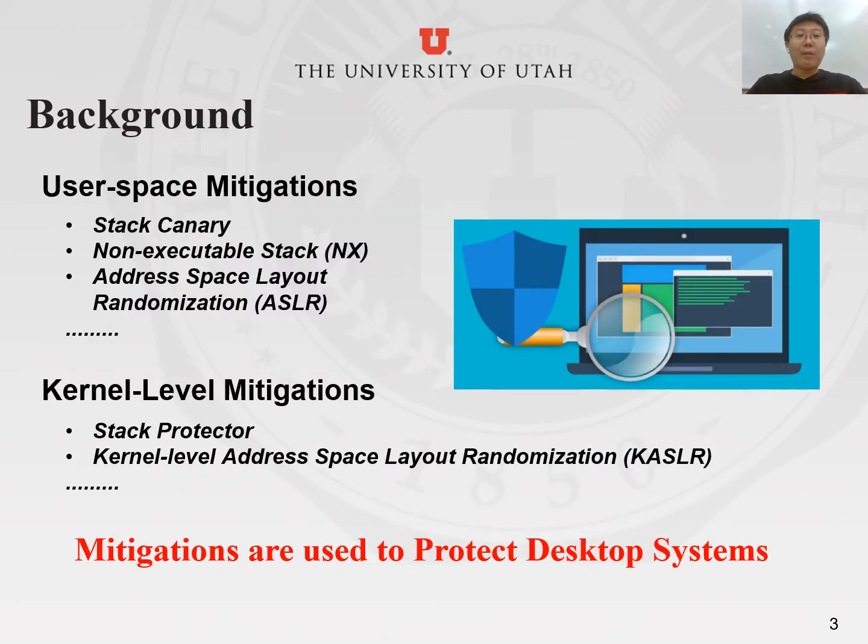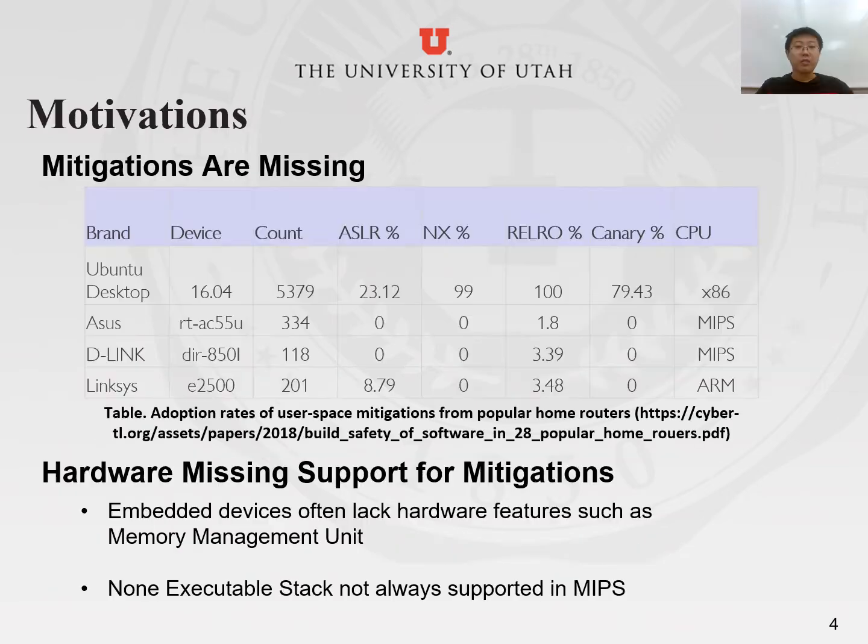As we know, many mitigations are used to protect the desktop system from different kinds of attacks. These mitigations include both user space and kernel level. The most famous ones include stack canary, non-executable stack, address space layout randomization, and so on. The mitigation used by desktop binaries can also be applied to embedded systems.